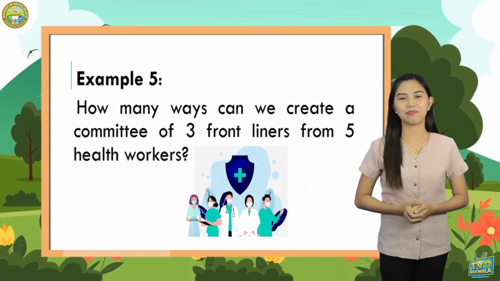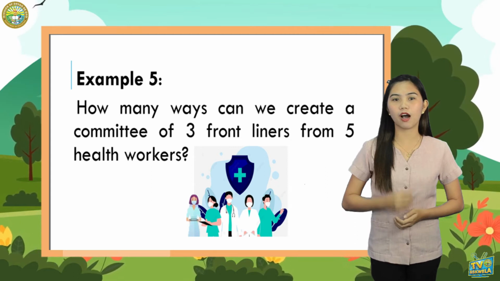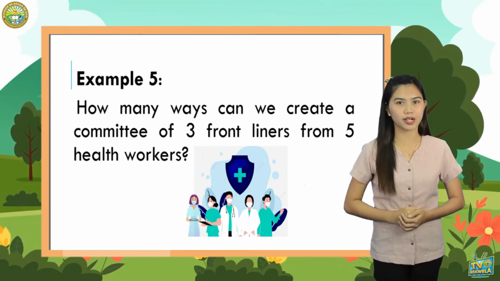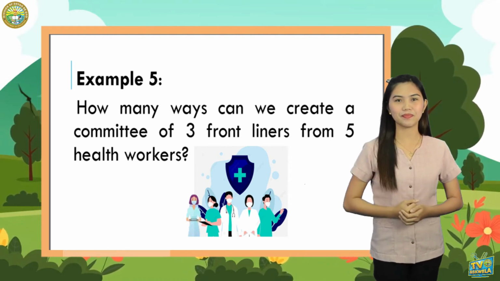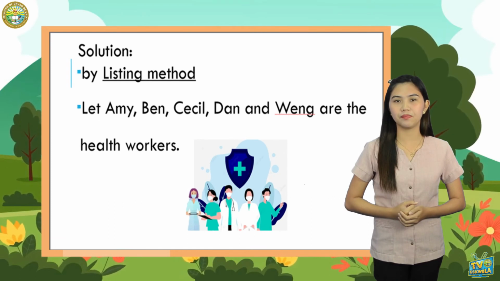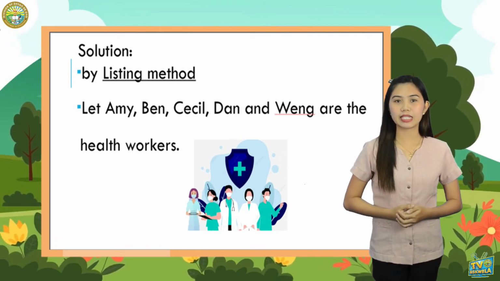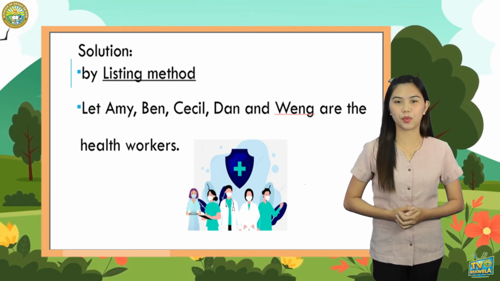Another example. How many ways can we create a committee of 3 frontliners from 5 health workers? Here's how. By listing method, we let Amy, Ben, Cecil, Dan, and Wang be the health workers.